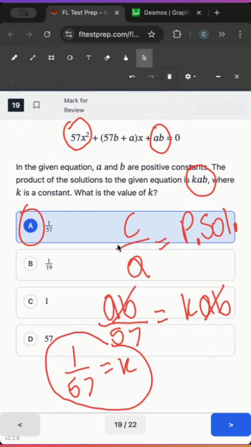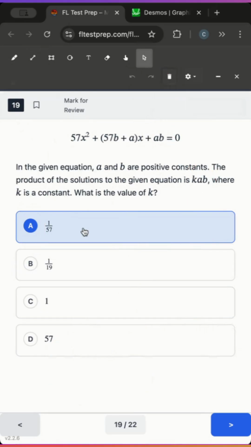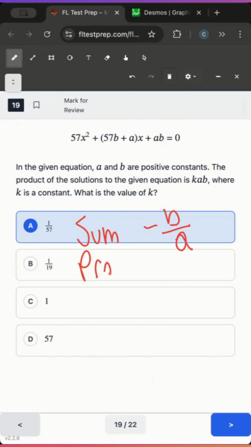So this is absolutely an equation worth memorizing. Here are the two quadratic SAT equations you need to know. For the sum of the solutions, it's going to be negative B over A. For the product of the solutions, it's going to be C over A. These are really, really fast ways to solve these questions, and they save you tons of time on the exam. Absolutely worth memorizing.